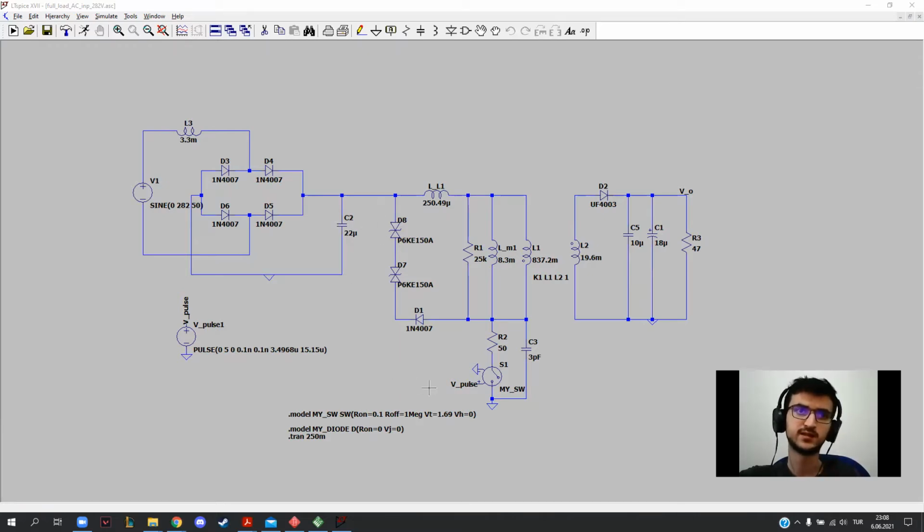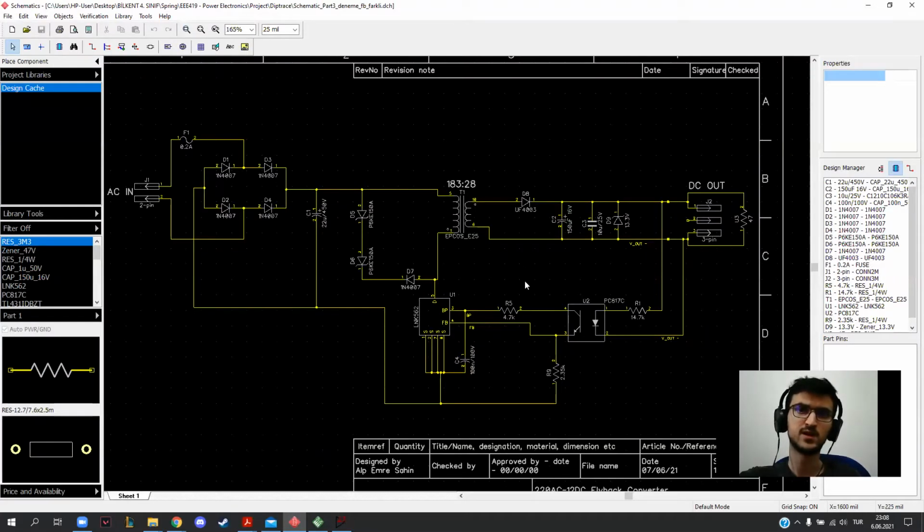DC. This is a snubber network, which is useful when the switch is off. The inductor wants to keep its current continuous, so when the switch is off, it continues its current through the snubber network. This is the primary part, this is the secondary part, and this is our output. These capacitors decrease the ripple voltage. Now I will show you my design in the DipTrace program.